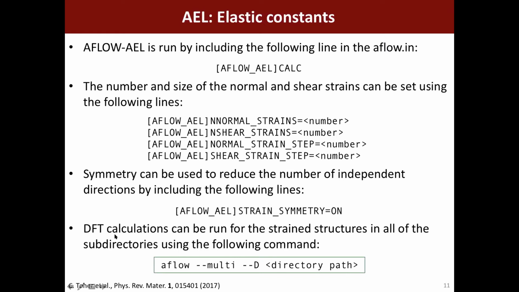To actually run the calculations for a set of strain structures, you will use this command aflow --multi --d and the directory path. So this will basically descend into each one of the subdirectories that you create and run all of those calculations. But we're not going to do this today just because it's actually quite a lot of calculations and will take a very long time.